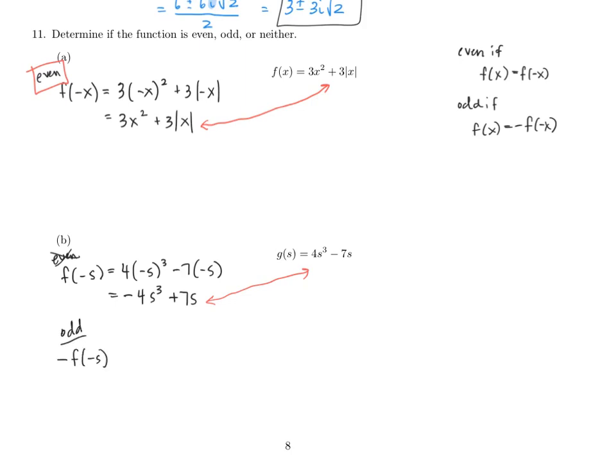So basically what you want to do is, if you look at the last thing that we just did, f of negative s, that's this. All we're doing is adding a negative to the front. So what we want to do is take the answer that we got last and then just distribute a negative.